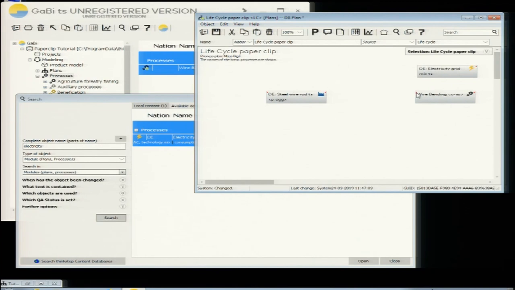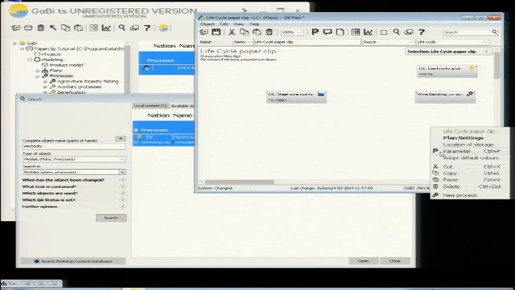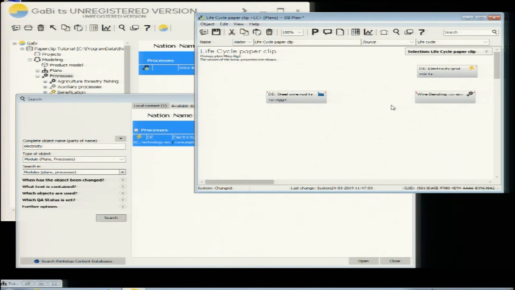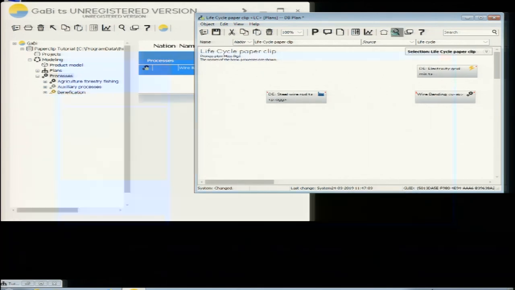So this is important to see: when we connect, this red dot will convert to black. The number of red dots means the number of flows that need to be connected. So next I need to add a new process here, that is the use phase. It has an output, and this output would be wire bending only. The input here has to be steel billet. So I have to add steel billet here.